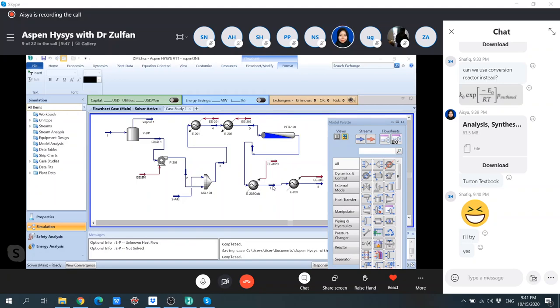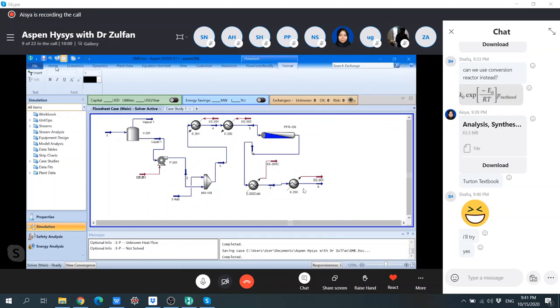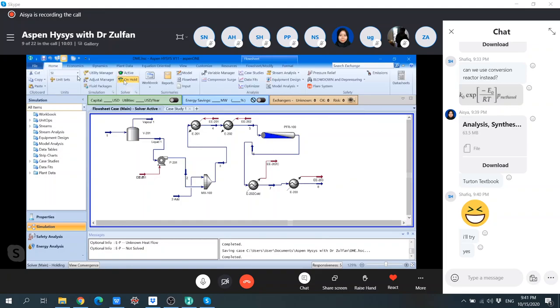So now, in this case, one way to close this, I think you can just put it on hold, go to that home, put it on hold, and then you go back to that E202, the preheater of the reactor, because we are going to get the duty from that preheater by cooling down the reactor outlet, right? All right, okay.